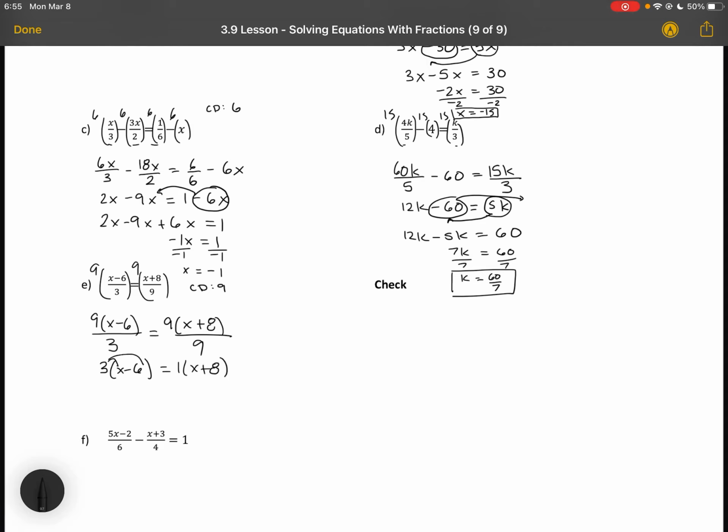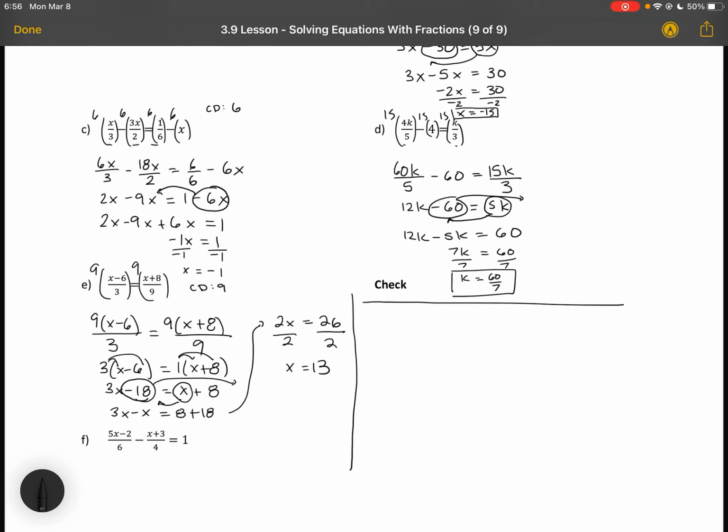And now I can expand. So 3 times x and 3 times minus 6. And then I've got 1 times x and 1 times 8. So x plus 8. Now I can move my numbers to the right-hand side and my variables to the left-hand side, which gives me 3x minus 8 equals 8 plus 18. Now I've got 2x on the left, 26 on the right, and I can divide by the number in front of the x, leaving me with x equals 13.